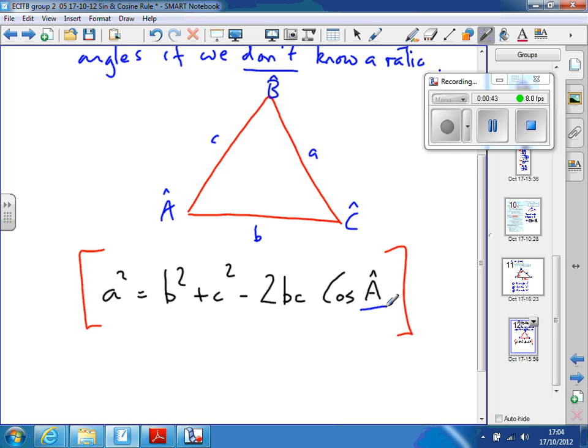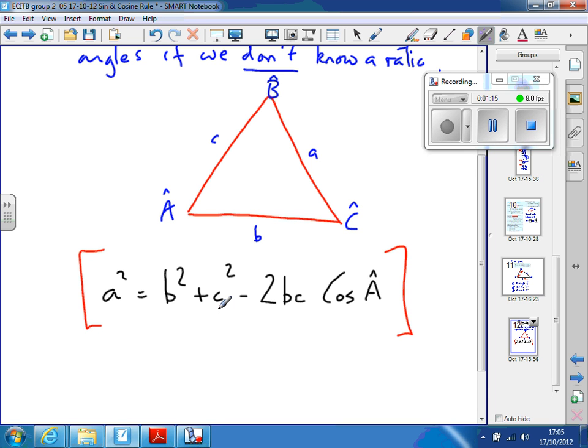So to be able to use the cosine rule, you need that angle, the angle opposite the side you're after, and you need the other two sides. If you've got that information, you can use the cosine rule. If you've not got that information and you haven't got one of the ratios, then you're stuffed really. You can't solve the triangle. If you can't use the sine rule, you're going to have this other information somehow to get the other side. Yeah, you need the other two sides and the angle.